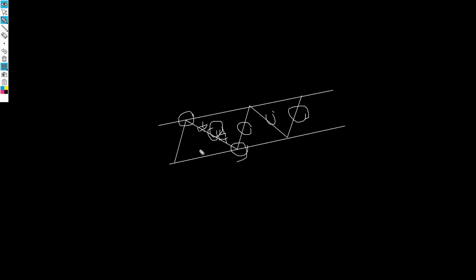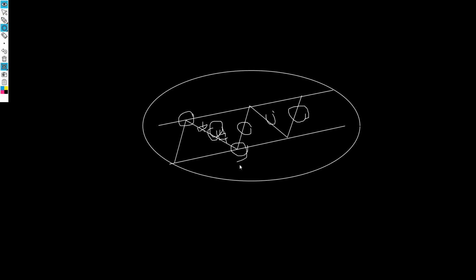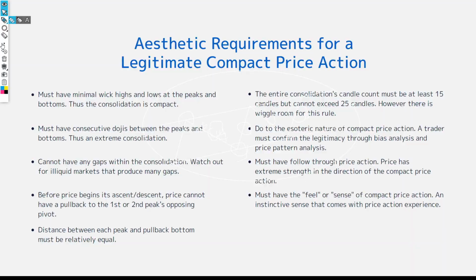Okay, and you really want to watch out for the illiquid pairs or even liquid pairs due to seasonality in specific hours of a day where there's decreased liquidity. You're going to see a lot of gaps in between price. All right, so you do not want any gaps in the compact price action in its entirety. Okay, so let's keep going.